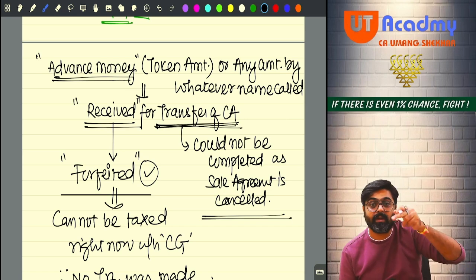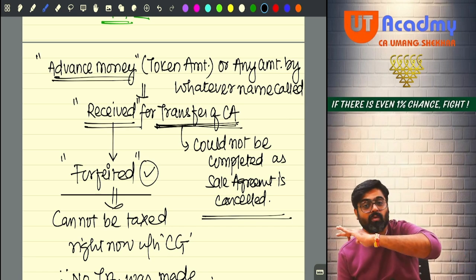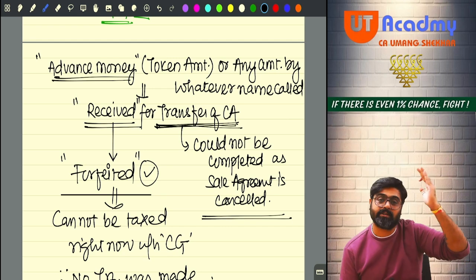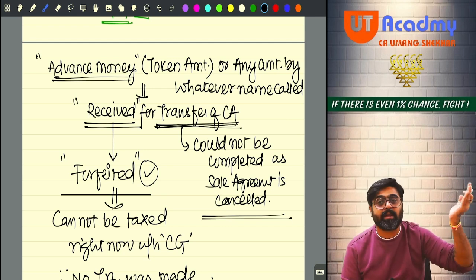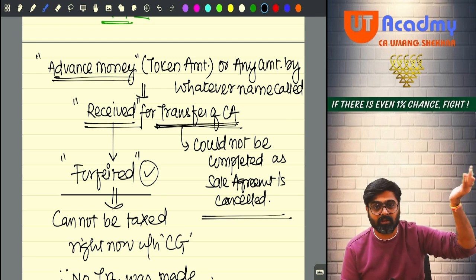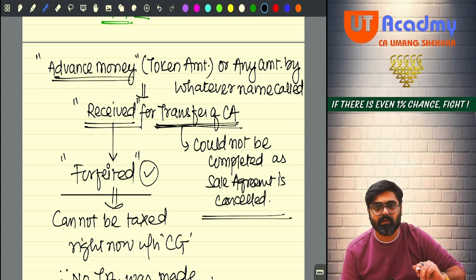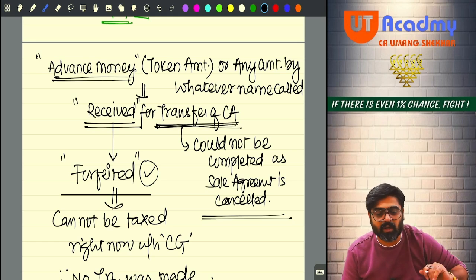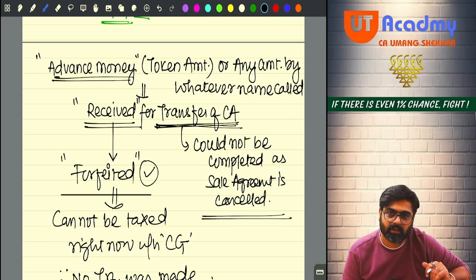That 5 lakhs would have been taxed under the head capital gains right now, but could not be taxed right now, so it will be taxed under the head capital gains only, but at the time when the capital asset is actually transferred. Yes or no? But that will not be directly taxable over there, that will be reduced out of the cost of your capital asset. Will you remember this?